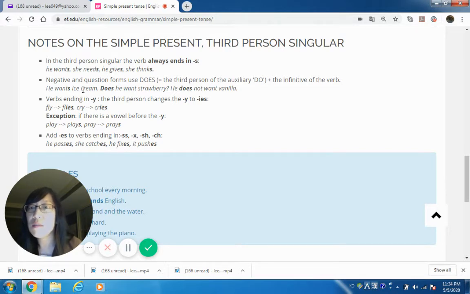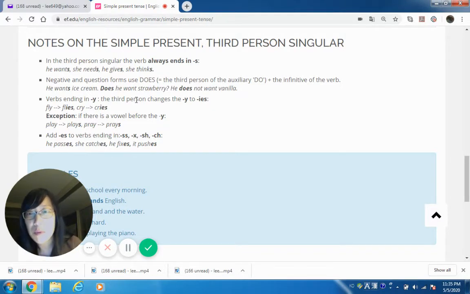And in the negative and question form, use does. You're using does as a helping verb. The third person of the auxiliary do is does. Auxiliary means just helping verb. It's a fancy word for help. The infinitive of the verb. Infinitive is also another fancy word for the base. Infinitive means base. He wants ice cream. Does he want strawberry? He does not want vanilla.